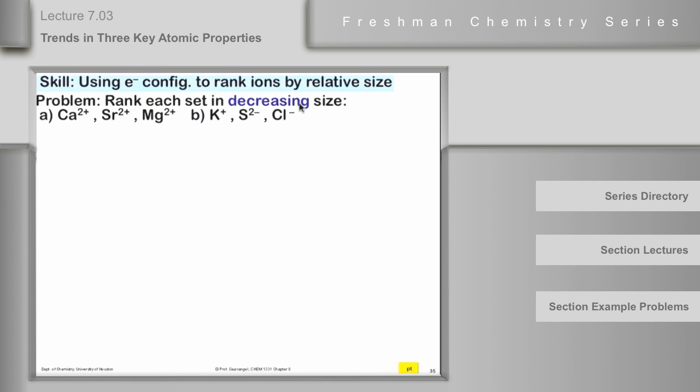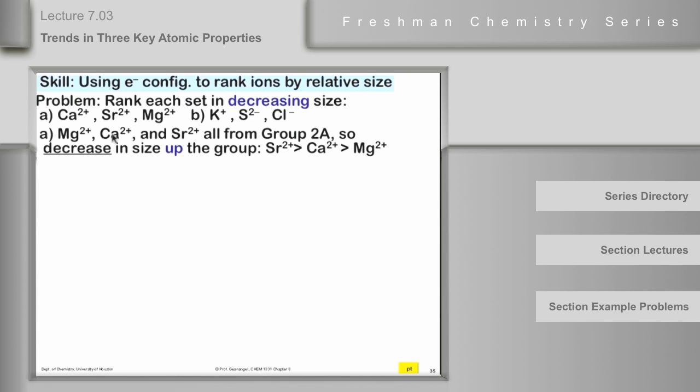Rank each set in decreasing size. So we look at each set of ions here and find the largest one and then write the trend towards decreasing size. So we've got calcium, magnesium and strontium here to start with. They're all in group 2A, so the decrease in size up the group is expected. Strontium is the one at the bottom of the group, or lowest down, so strontium will be the largest one, and magnesium will be the smallest. That's the vertical trend, which works the same as it does for atoms.